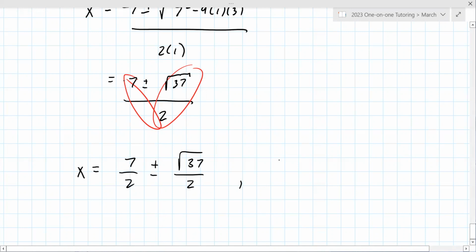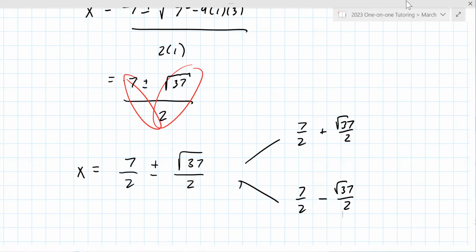Some teachers want you to separate it so that it looks more like this: -7 over 2 plus the square root of 37 over 2, and -7 over 2 minus the square root of 37 over 2. It doesn't matter to me. I'd be happy if a student got to here, because that's sufficient. But you know what your teacher's looking for. Keep that in mind here.